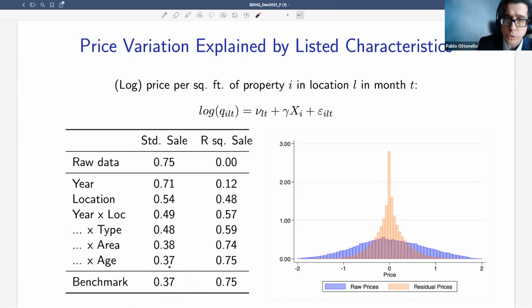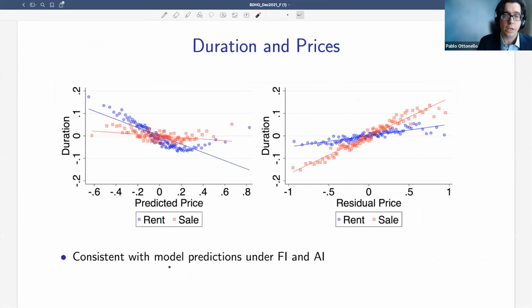All right, perfect. Okay, so here comes the key empirical result that I want to emphasize. And in these scatter plots, we have on the horizontal axis a component of the price, and on the vertical axis the duration of the property. Okay, so on the left panel you have the predicted component of the price, which is how much of the price is predicted by these observable characteristics. And on the horizontal axis in the right panel, you have how much of the price goes to the residual or is not explained by these observable characteristics.